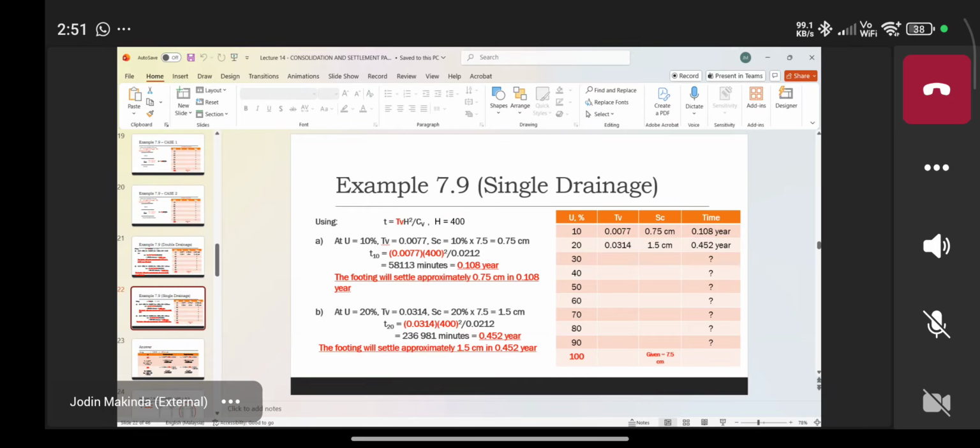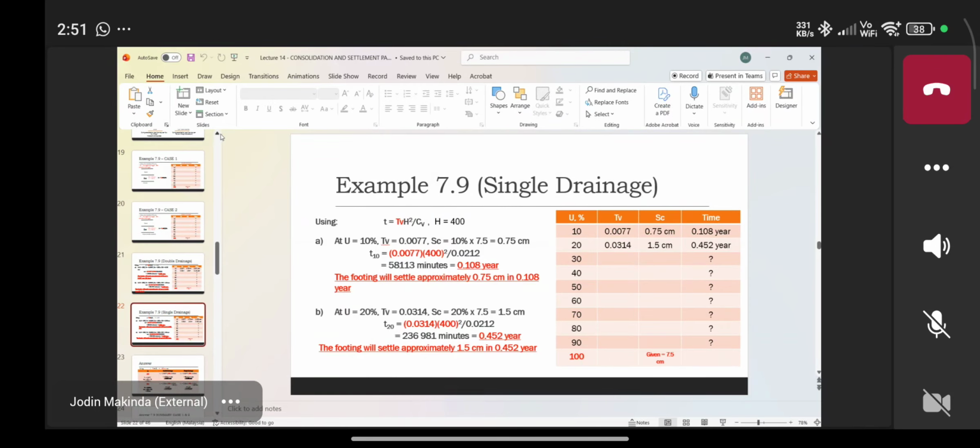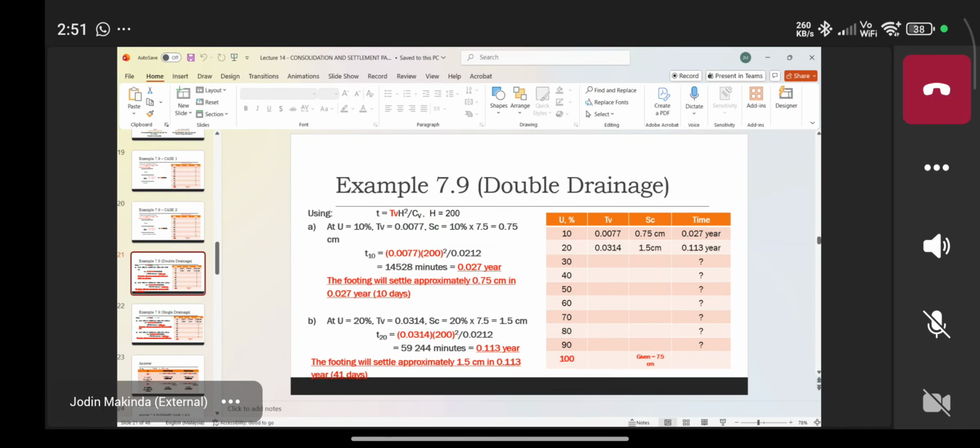Why single drainage? Kita guna H 400 cm. Why double drainage? We use H 200 cm. See this one, 400 for single drainage. For double drainage, we use 200. Anyone? Can anyone guess? Anybody want to try?